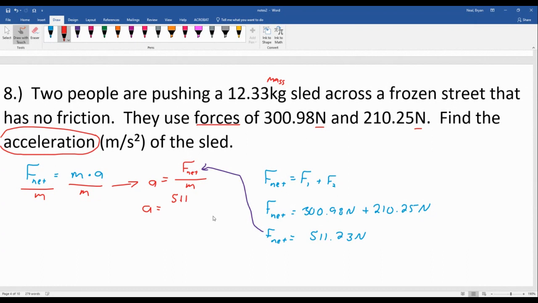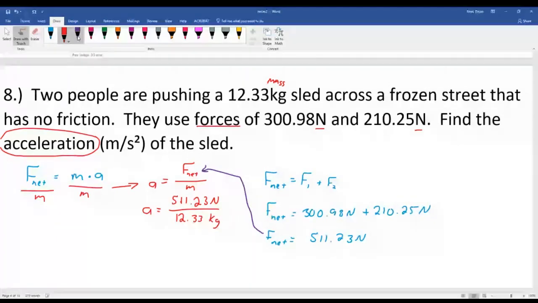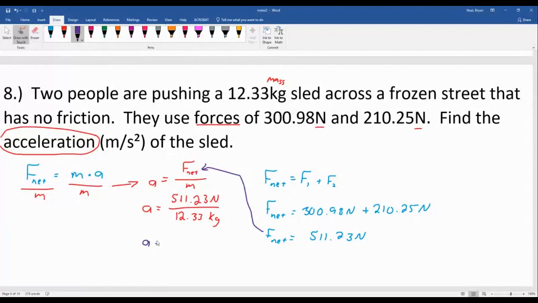511.23 divided by the mass of the object. So here, this is a sled that apparently has a mass of 12.33 kilograms. Evaluating here, dividing these out in the calculator, we get about 41.46.